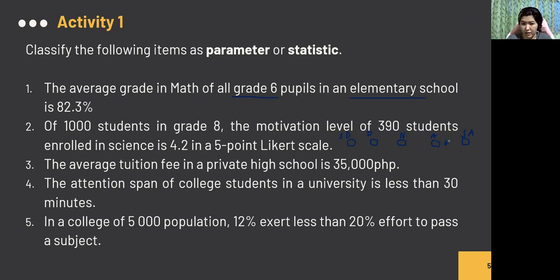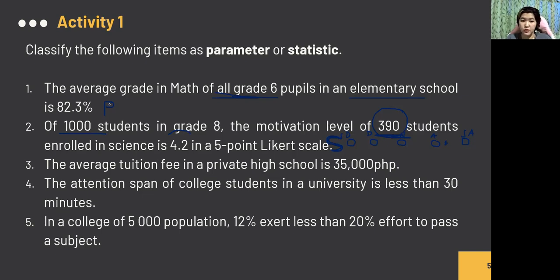But does that score matter? Okay, so let's analyze. Now, it was mentioned na yung 390 students lang ang kinompute nilang data. So they did not compute for the 1,000 students. They just computed for the data of the 390 students because this is statistic. Okay? Again, number one is a parameter. Number 2 is statistic.